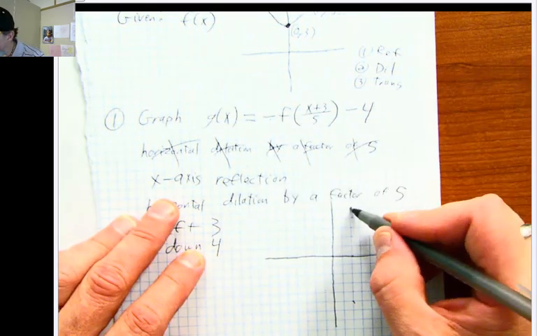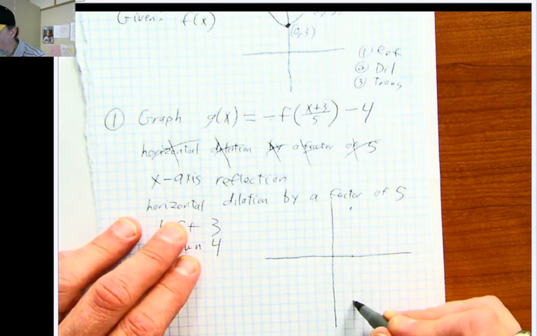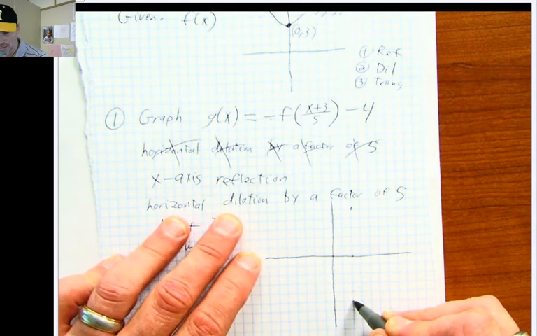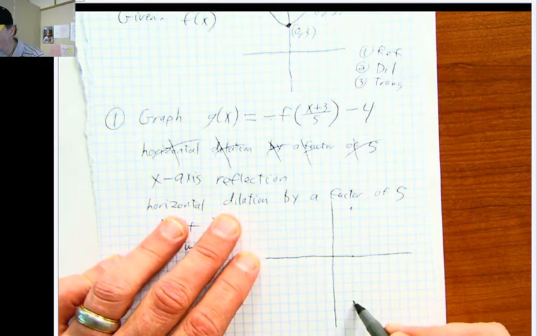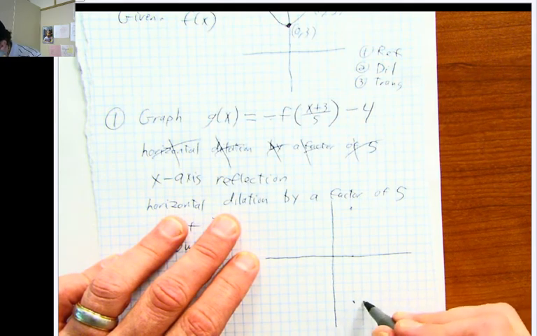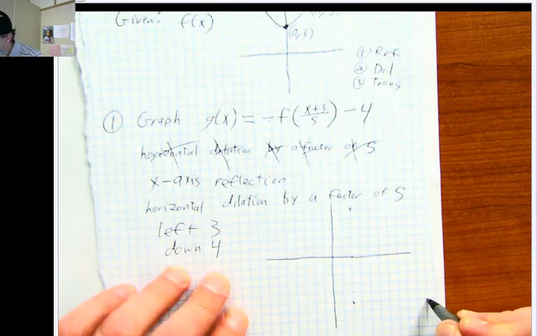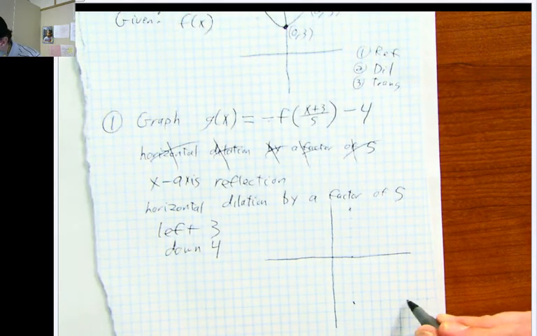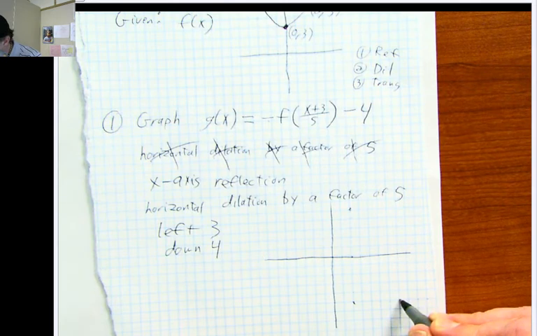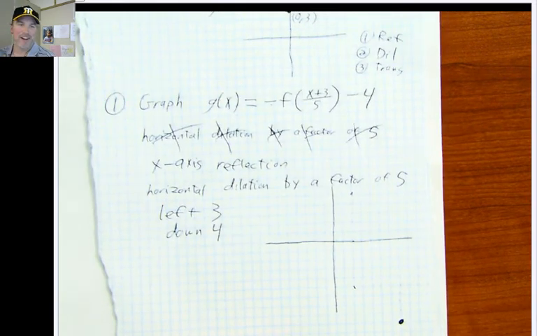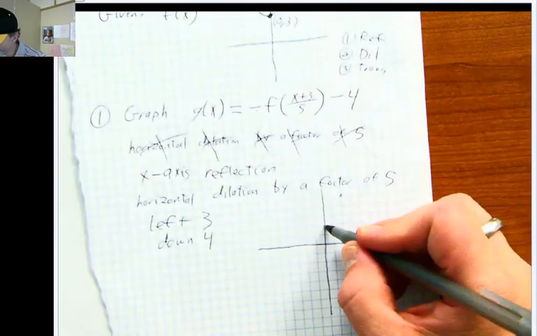First, I'm going to do the x-axis reflection. That'll put me down here. Then I need to do a horizontal dilation. That means I need to multiply my x-coordinate by 5. So if it's an x-coordinate of 2, if I multiply the x-coordinate by 5, it would become 10. So 1, 2, 3, 4, 5, 6, 7, 8, 9, 10. Then I go left 3, 1, 2, 3. Then I go down 4, 1, 2, 3, 4.